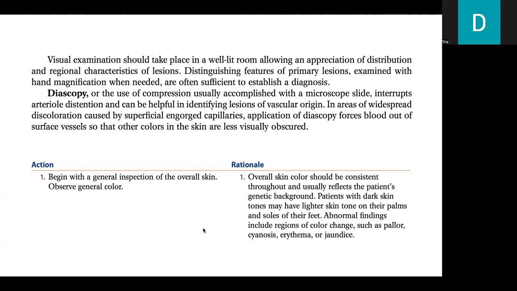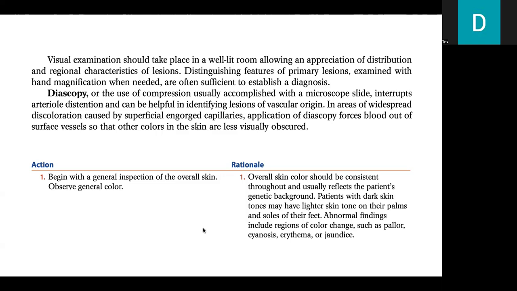Diascopy, or the use of compression, usually accomplished with a microscope slide, interrupts arteriole distension and can be helpful in identifying lesions of vascular origin. In areas of widespread discoloration caused by superficial engorged capillaries, application of diascopy forces blood out of surface vessels so that other colors in the skin are less visually obscured.